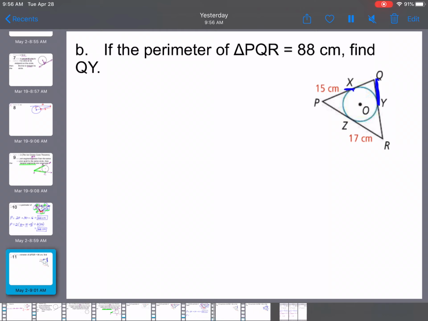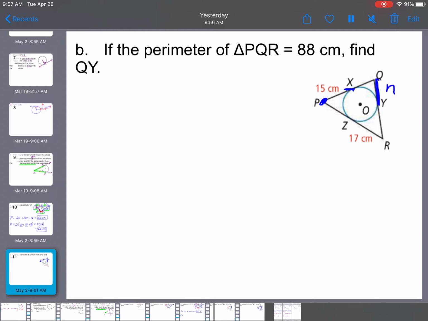We've got another line segment that goes from Q to X as well. I'm going to call that piece N. I know everybody just wants to use X, but they already used an X within this problem. So if QY has a length of N, another tangent segment from the same exterior point to the same circle would have to be congruent to that. So if QY is N, we've got another segment from Q to X that would have to be N as well.